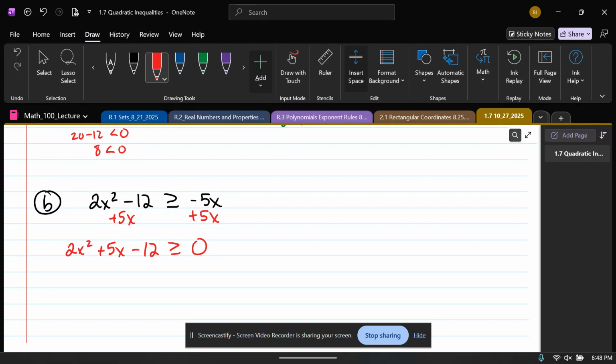I'm going to solve it like it's an equation so I can get my numbers for my number line. So I'm solving 2x squared plus 5x minus 12 equals 0. Now, it's your option about how you solve that. If you want to do quadratic formula, great, do it. If you want to use factoring, this one will actually factor as well. I think I'm going to do factoring.